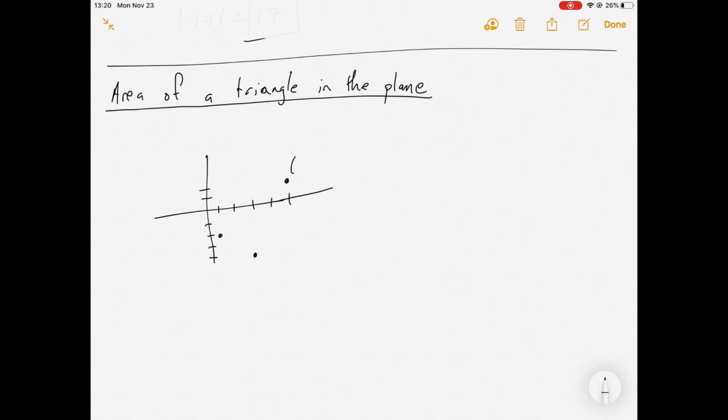Let me go ahead and label those points. This is the point 5, 2. Over here we have the point 3, negative 4. And then this is the triangle. And this one over here is 1, negative 2.